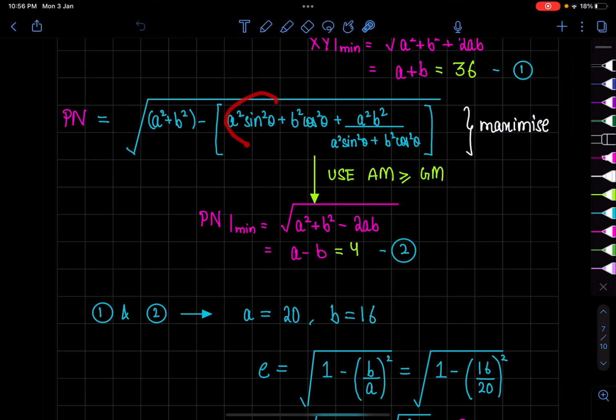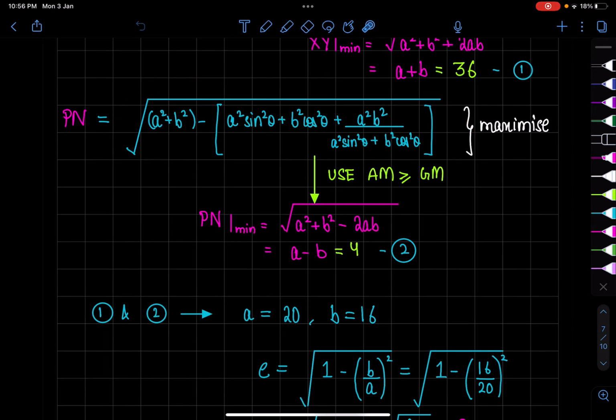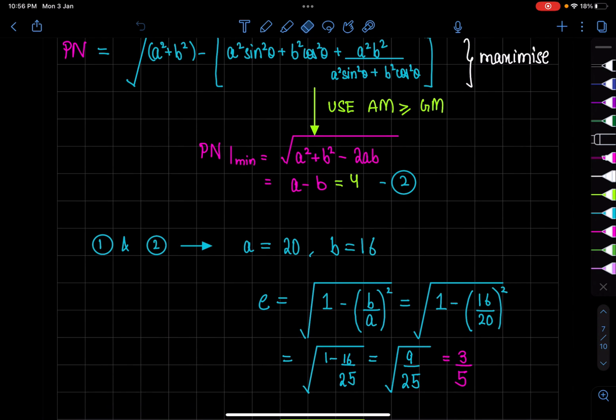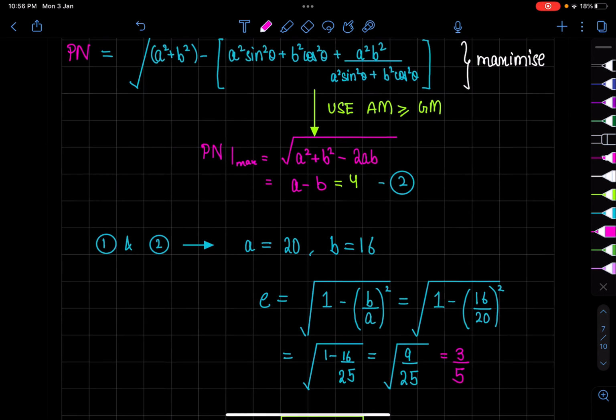So applying AM greater than or equal to GM in this equation, I get that this term is always greater than or equal to 2ab. So this whole term of Pn would be less than or equal to a square plus b square minus 2ab, which is a minus b. And again, sorry, I have to write maximum here instead of minimum. Yes. So I get the value of a minus b as 4, which was given to me in the question.